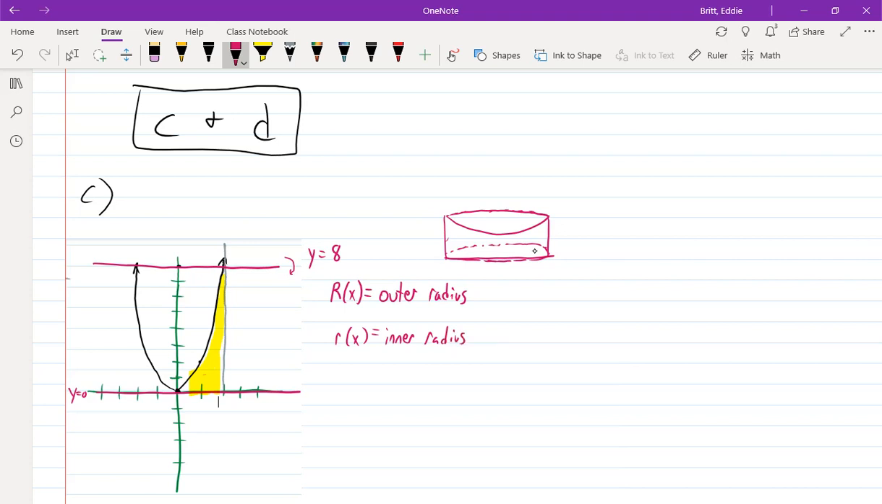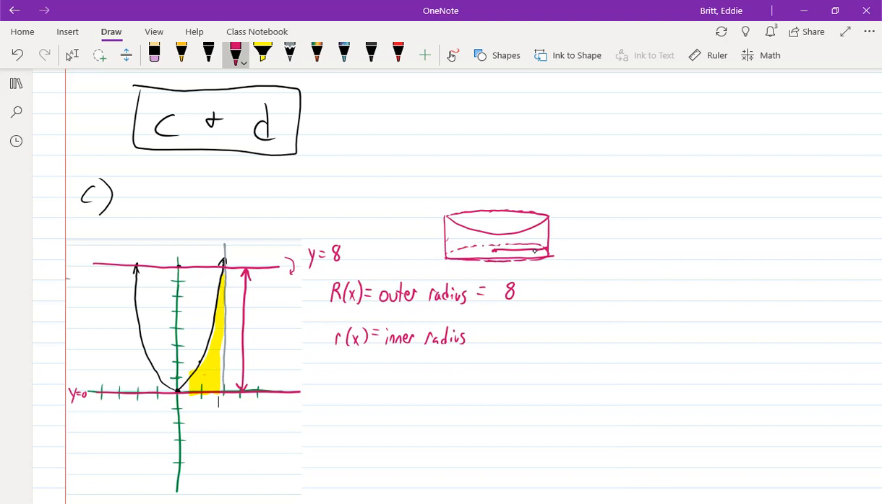All right, so the outer radius, think about what the radius is. It's the distance from the center to the outside of the figure. The outer radius is going to be constant here. It's just going to be this distance from here to here. So it's just going to be 8. So capital R of x for this problem, going about y equals 8, the outer radius is just 8, because that's a distance of 8.